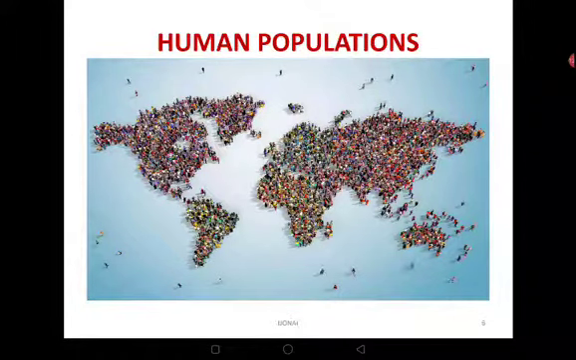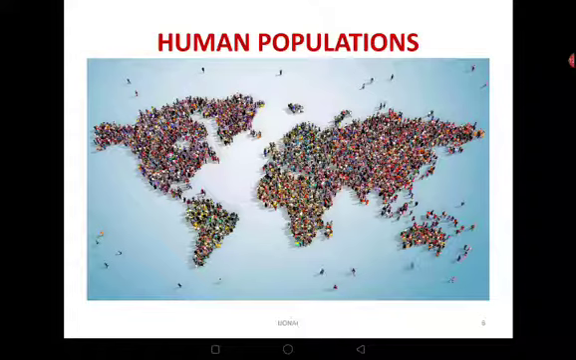Well, now let's look at human populations. Who knows how many people are there today in the world? Well, they say about 7.3 billion people today in the world. So we have very many.